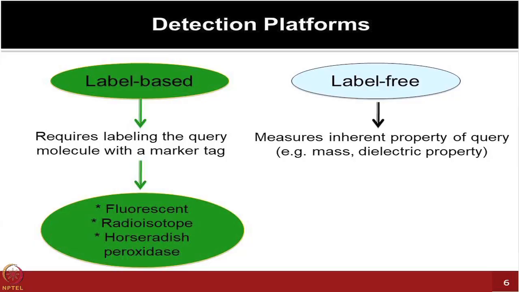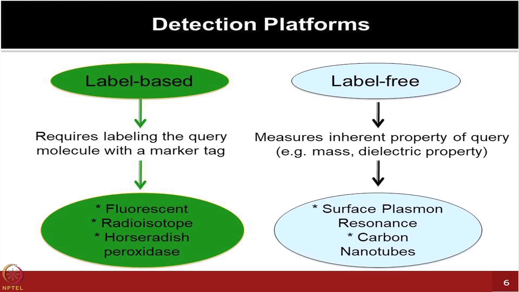So, as I mentioned, for the label based, the readouts could be many of these: fluorescent, radioisotope, HRP based systems. For label free, you got little exposure of SPR. Even many of the nanotechnology based platforms like carbon nanotubes, etc., are also equally powerful, and they have been used for doing these kind of measurements as well.